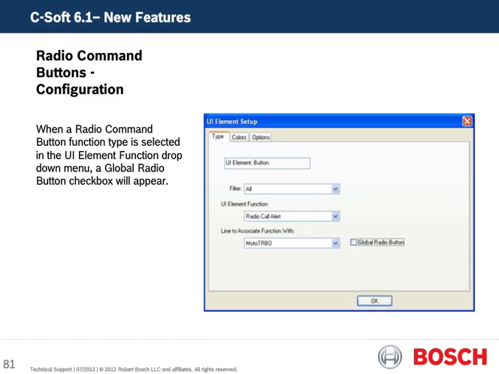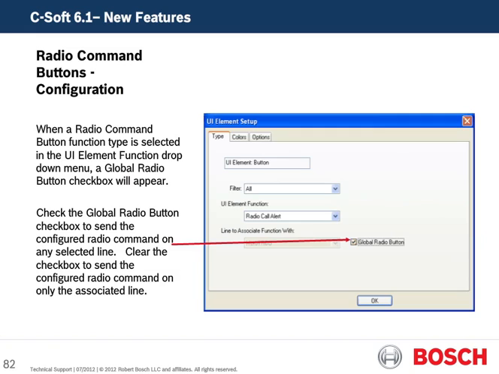To add a radio command function button to your design, right-click anywhere on your design and from the menu select Add Button. Right-click on the new button, select Properties. Now define the correct button type in the UI element function window and associate with the correct line. Radio command buttons can be defined either to a specific line or as a button global to the entire design. Check Global Radio button if it is desired that this button be used by all lines in the design.